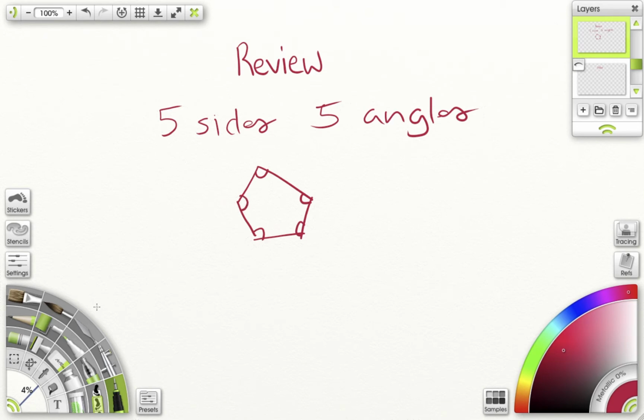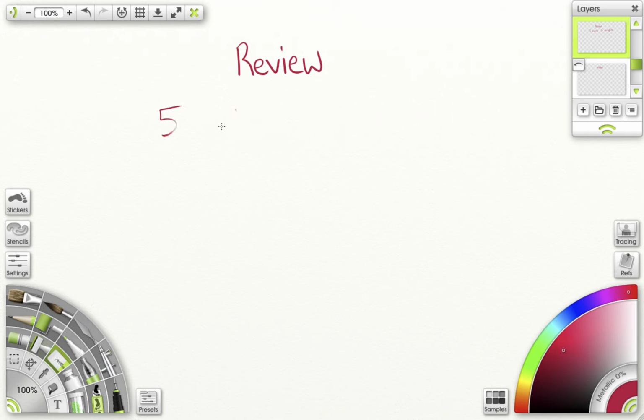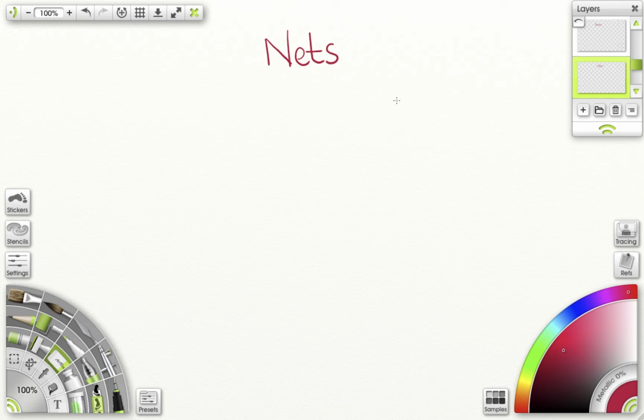So a lot of that worksheet was basically naming different types of shapes that you knew fit into those categories. So it had to have the same amount of sides and angles. Now we're going to be applying those 2D shapes that we were talking about and using them for 3D shapes. So what we're going to be doing is reviewing nets. Nets are what make our 3D shapes.